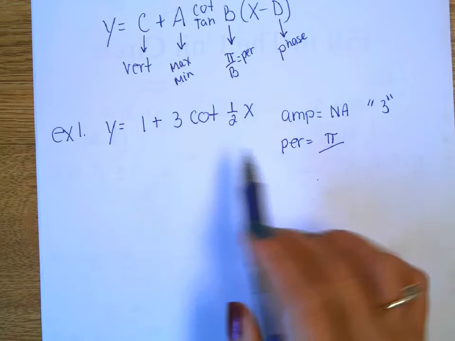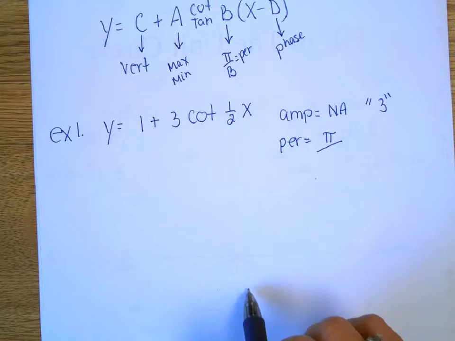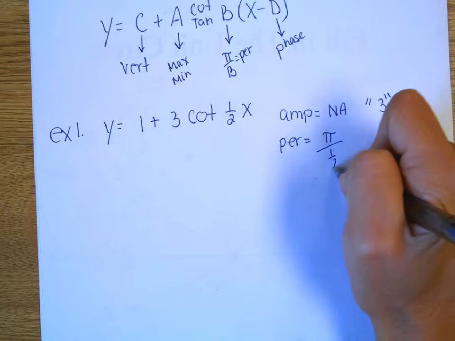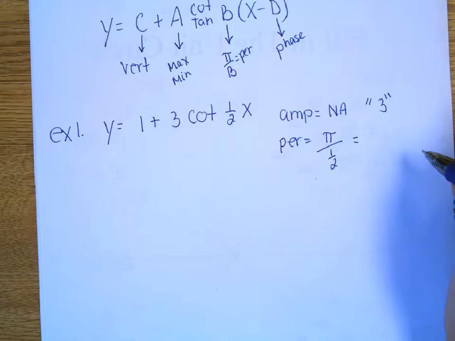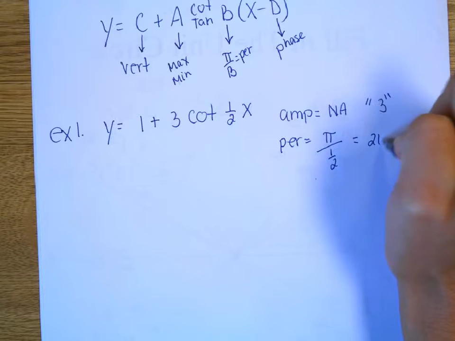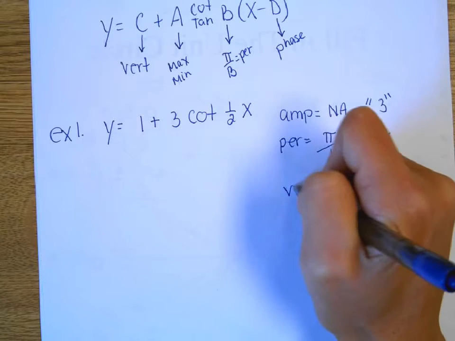All right, so that's coming in. What's my B number here? 1, 3, or the half? So what am I going to get for the total period? 2 pi. Literally, just write that down in my notebook. Vertical shift.